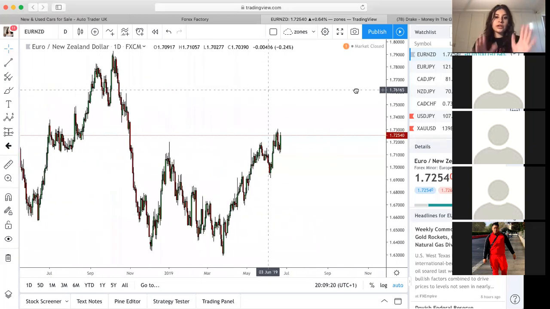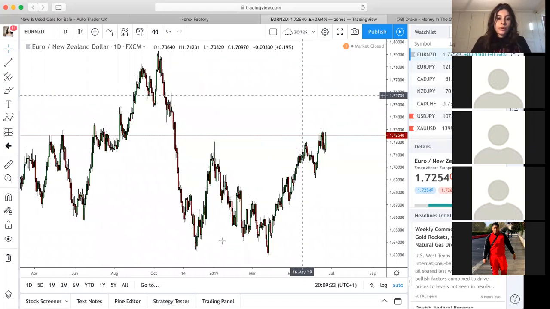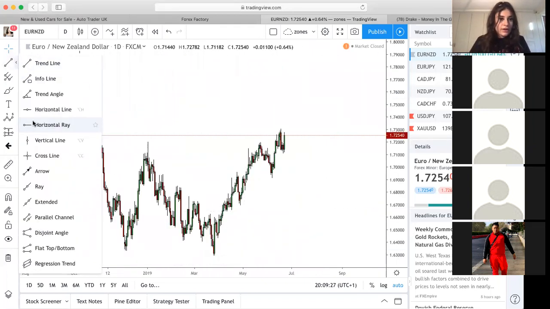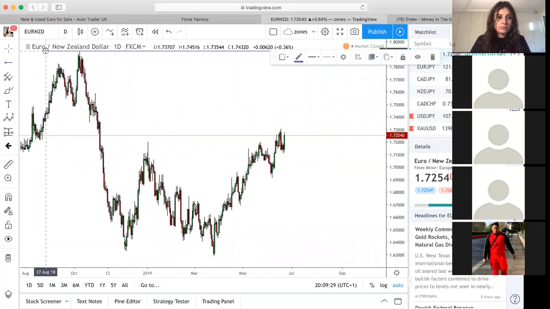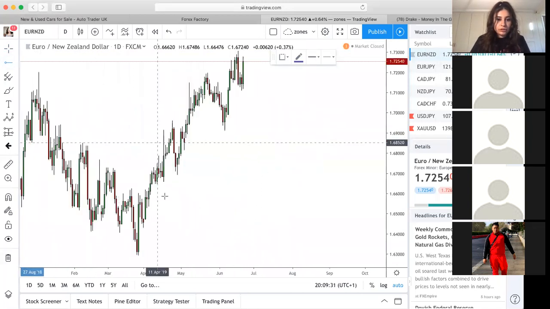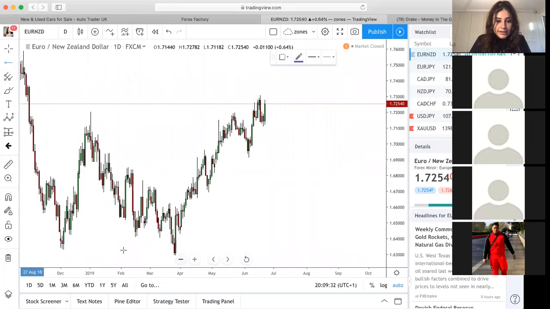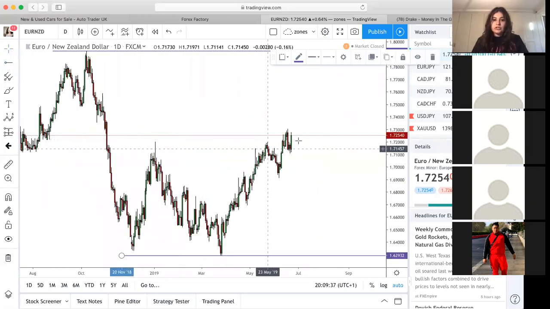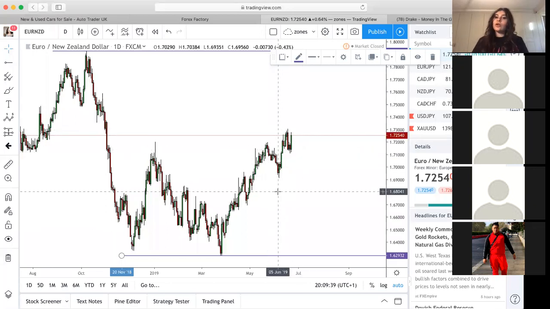So right now, just looking at Euro NZD, if we're on a day chart, we can see that right now, over here is a high point. Over here is a low point. And then price is right here where this red line is, right? So this is where price is at right now. So we want to know what price is going to do in the next coming days so that we can get in and we can either buy it or sell it and make profit, right?